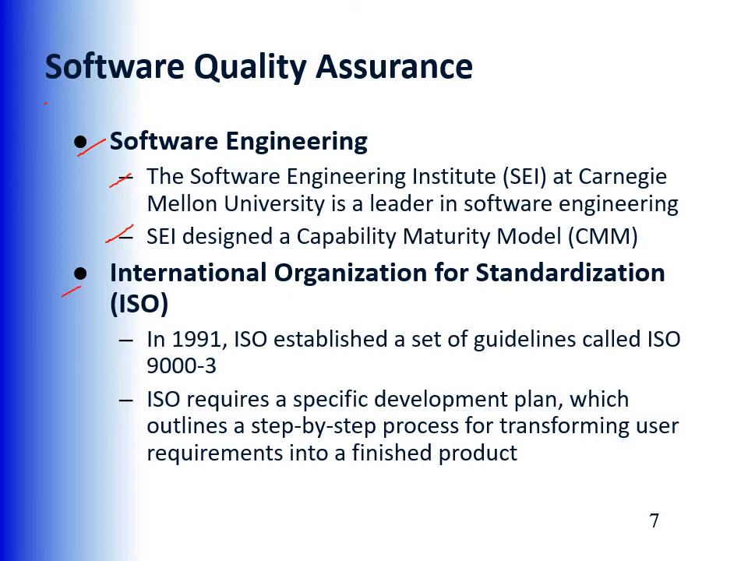Now, the International Organization for Standardization is a worldwide body that establishes quality standards for products and services. In 1991, ISO established a set of guidelines called ISO 9003, which provided a quality assurance framework for developing and maintaining software. ISO requires a specific development plan, which outlines a step-by-step process for transforming user requirements into a finished product.